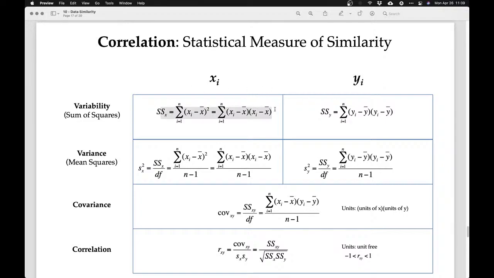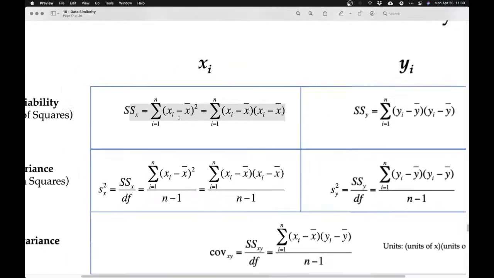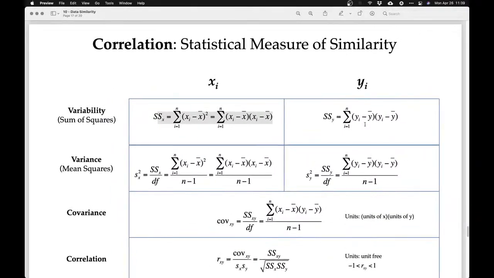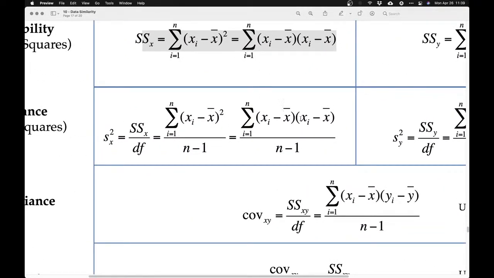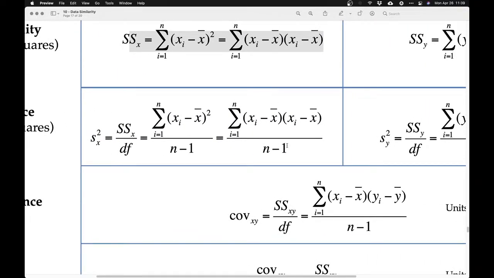You know how to compute their variability, right? The variability is you mean center one of the values, you square it, and then you sum it. That's the variability, right? You can do the same thing for y. The variance is when you take the variability in the numerator and you just divide by the degrees of freedom, right? That's variance.